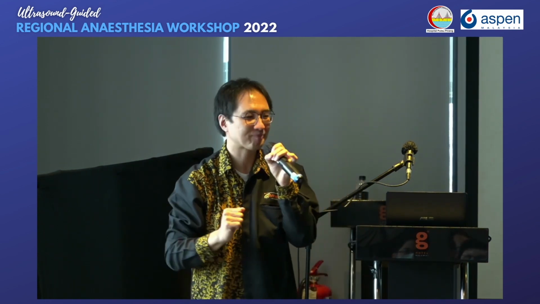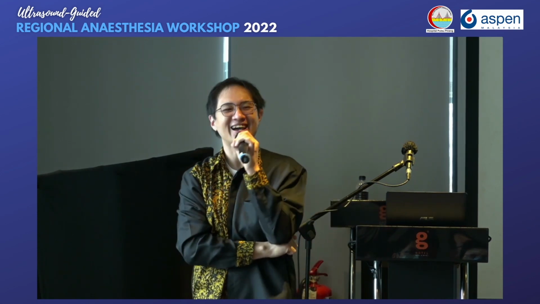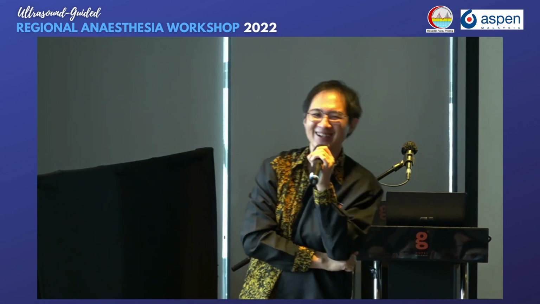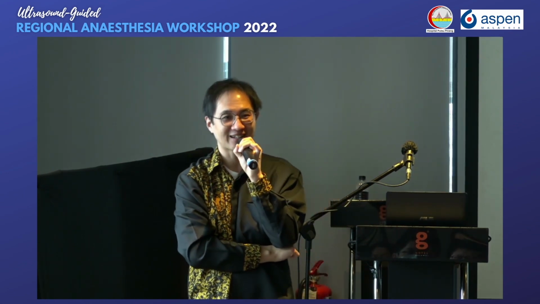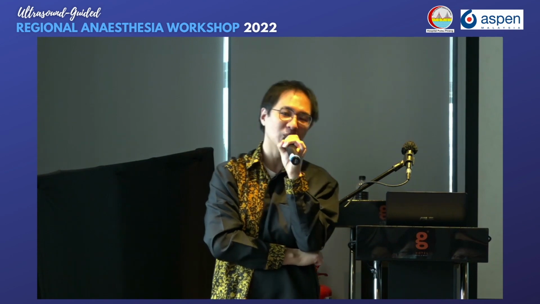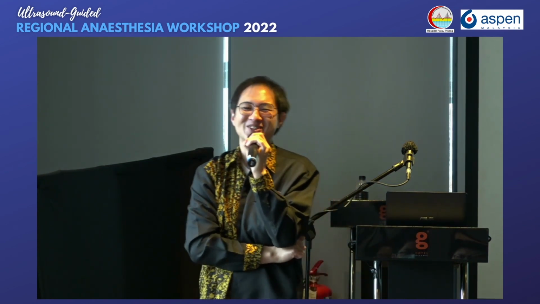Okay, next question is for AKA. AKA actually is even more difficult. You need to block the lumbar plexus plus the high sciatic, like I mentioned just now, you need to block the whole lower limb. So in the end, just do spinal or epidural.